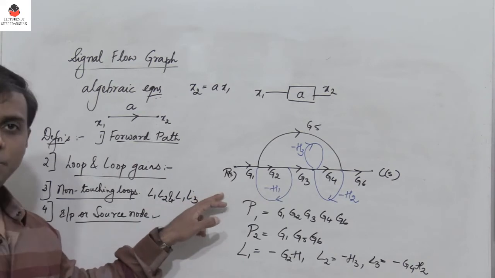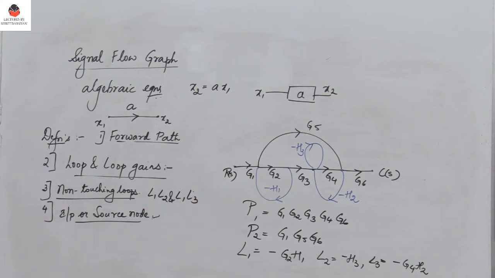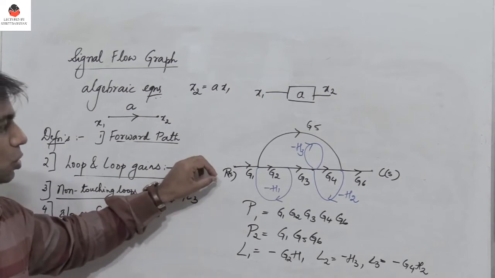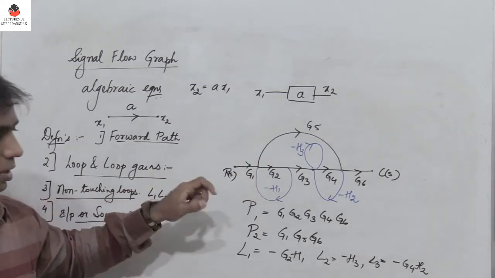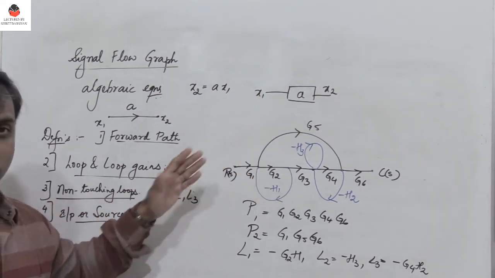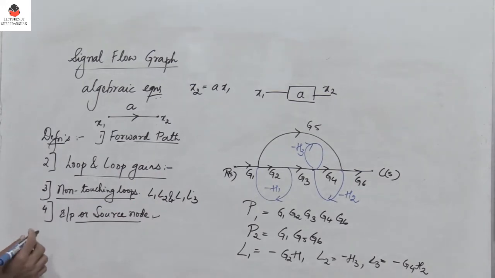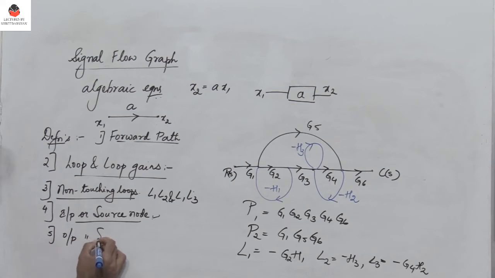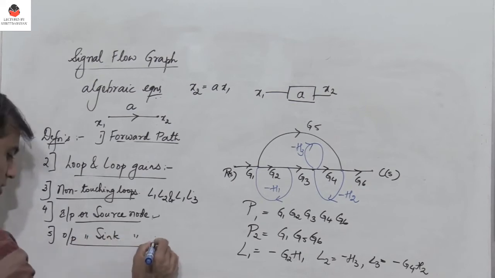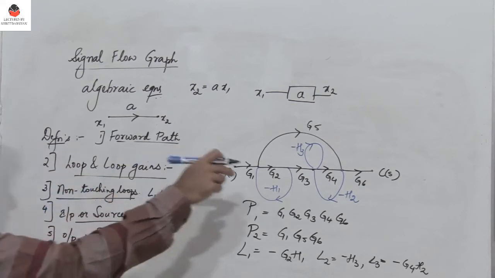Next we define the input node or the source node. The input node or the source node is the node which has only outgoing branches. Similarly, we have the output or the sink node. The output or the sink node will only have incoming branches.